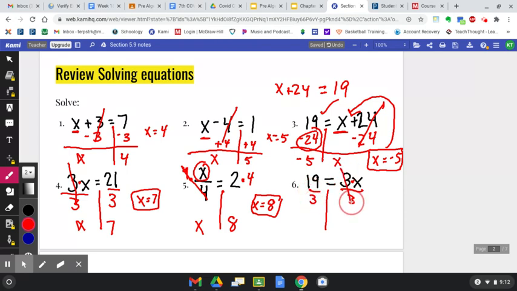Right, 3 divided by 3 is just 1, so I'm left with x there. And I have 19 over 3 here. So 19 over 3 is a valid answer, right? Or I could change that into a mixed number, right? 3 goes into 19 6 times, right? 3 times 6 is 18, so that means there's 1/3 left over, right? Or you could plug that in your calculator, and your calculator would tell you 6.3 repeating, right? So any of these are valid answers for that problem.